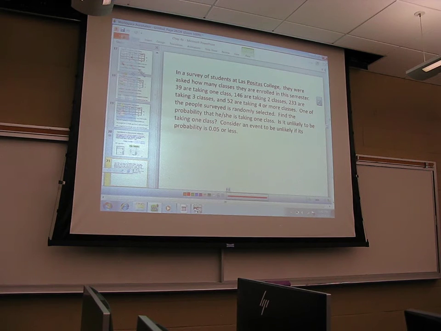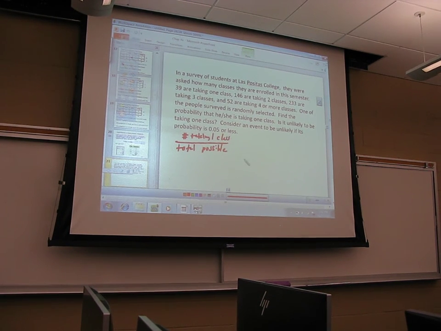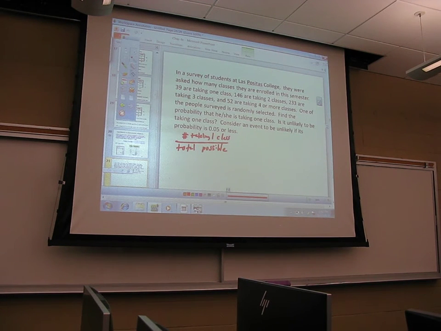Someone give me a suggestion. Who thinks they know how to solve it? Okay, Savar? I just added up all the possible answers, which is 470, and then I divided the students that said they took one class, which is 39, by all the possible outcomes, which is 470. So 39 out of 470. Right. So the number of people taking one class divided by the total number of students. Everybody do it. I'll randomly call on somebody to give me the answer in about 30 seconds, maybe 45.